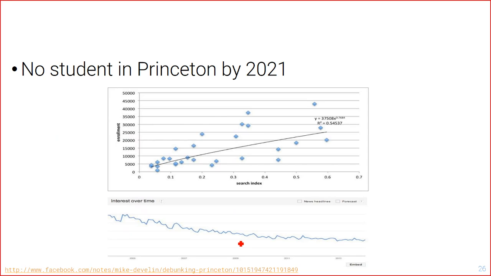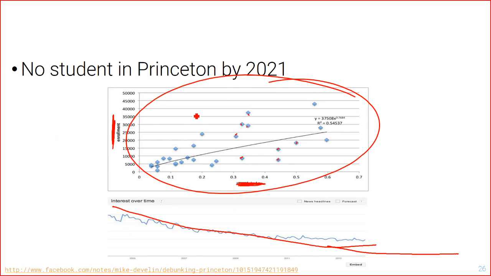So what they measure here is how often people look for a university, and here they measure the number of students in that university. Each of these points corresponds to one university. They saw there is this positive correlation, and they also measured how often people look for Princeton on Google, and they saw that it was decreasing. And if you extrapolate, more or less, assuming this is correct, they predicted that by 2021 there will be no student at Princeton.